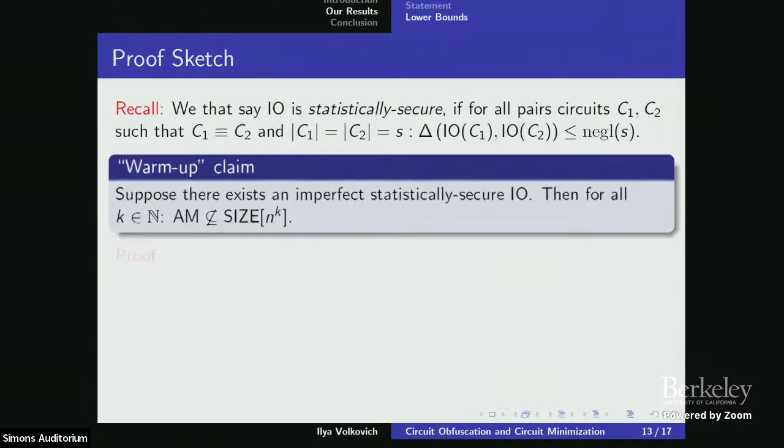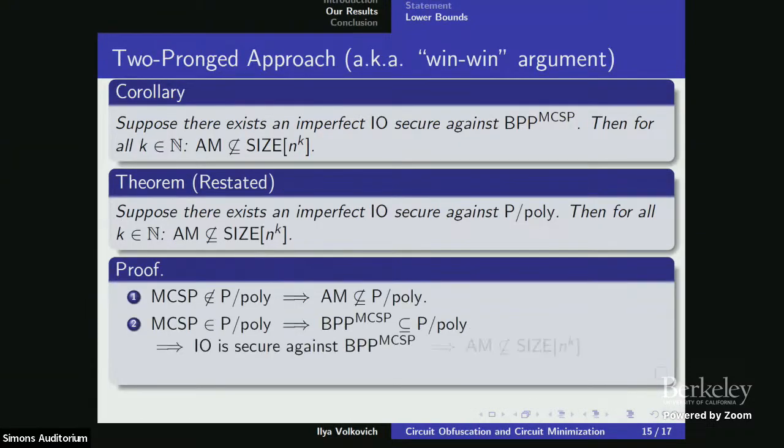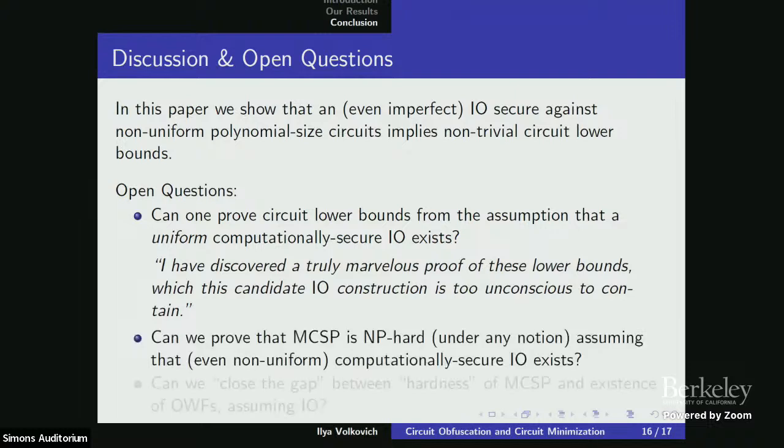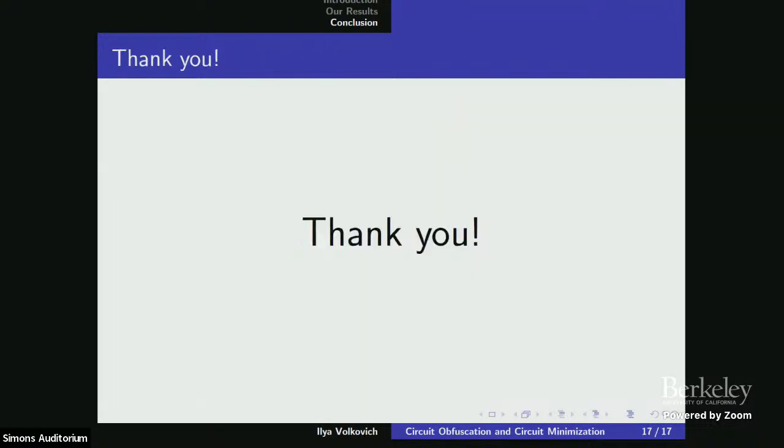And this is the takeaway: I have discovered a truly marvelous proof of these lower bounds, which this candidate IO construction is too unconscious to contain. So when you think about constructing a candidate IO, you typically don't think about lower bounds, but that's the thing. Once you do one, apparently you do the other. So this is the message I wanted to convey. And there are other related problems, which I'm just going to write down and not talk about in the interest of time. So thank you.